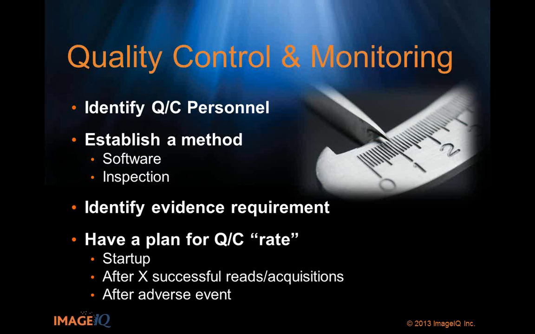So, and then determine what the rate is going to be for your quality check. How are you going to do it at the start of a trial? Are you going to do it periodically? Are you only going to do it after an adverse event?